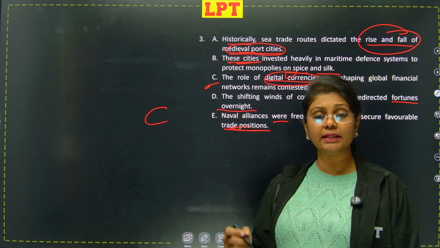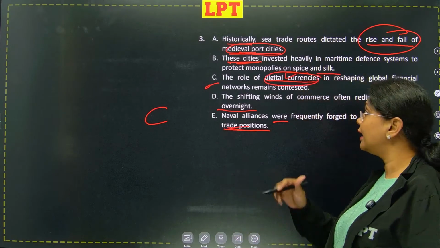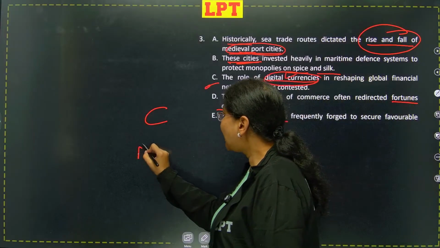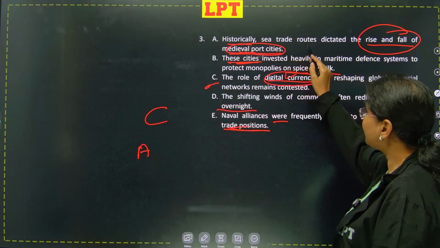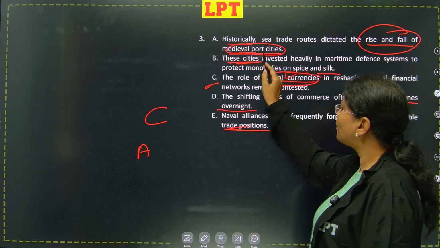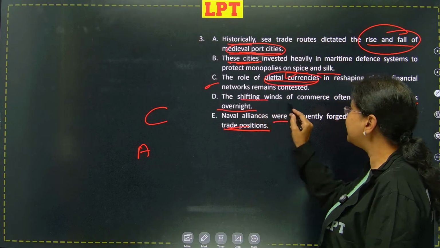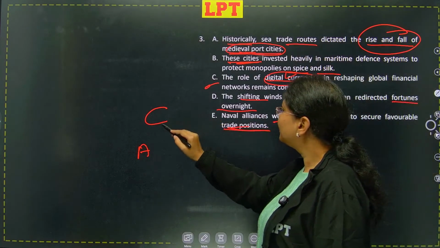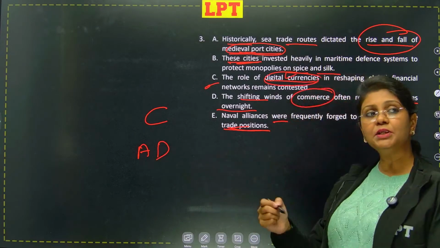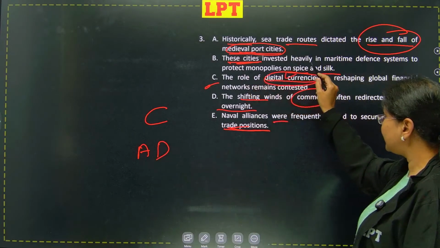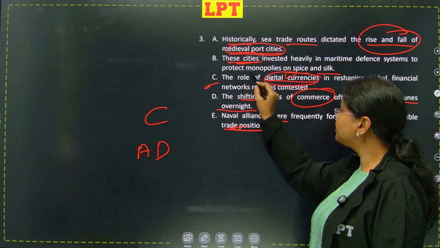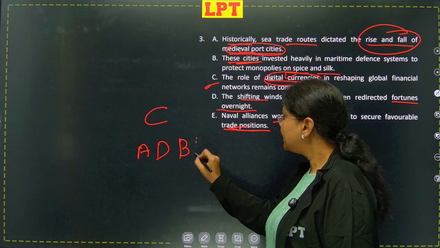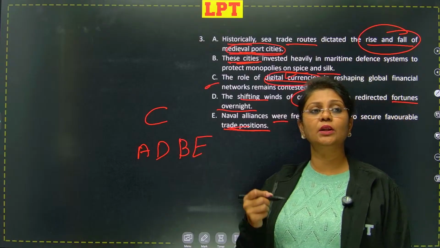But just to be clear, just to make sure that our answers are on the correct line, let's figure out what would be the sequence of the rest of the four statements. Of course, to start with A: historically, sea trade routes dictated the rise and fall of medieval port cities. Then you say the shifting winds of commerce, which talks about trade routes, often redirected fortunes overnight. So you have A and D. And then you continue by saying these cities invested heavily in maritime defense systems to protect monopolies on spice and silk. And then you have E. That forms the sequence in order to answer this question.